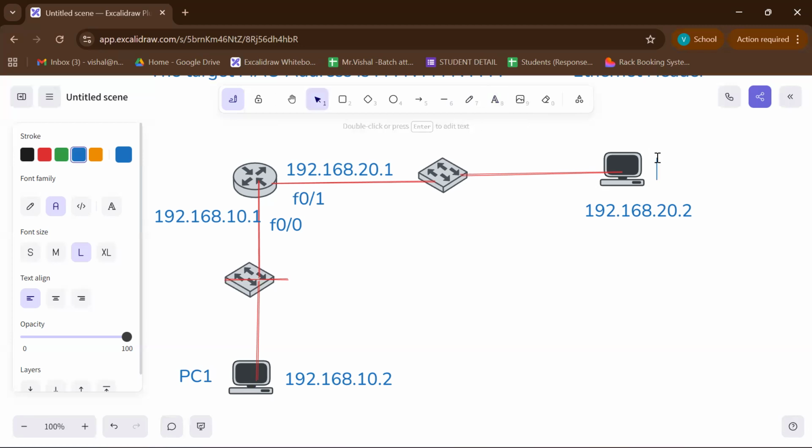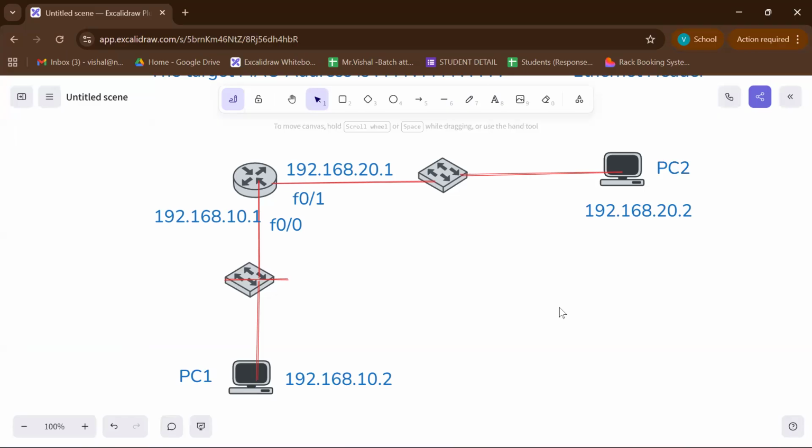Now, if PC1 and PC2 have to communicate, can you explain all the packet flow, all the steps, what will happen? First, PC1 will generate an ARP request. Then it will reach the default gateway. And then the router, what will the router do?